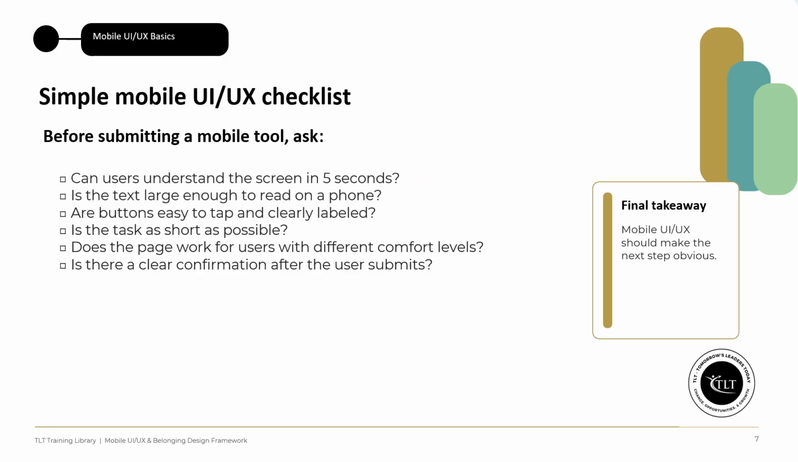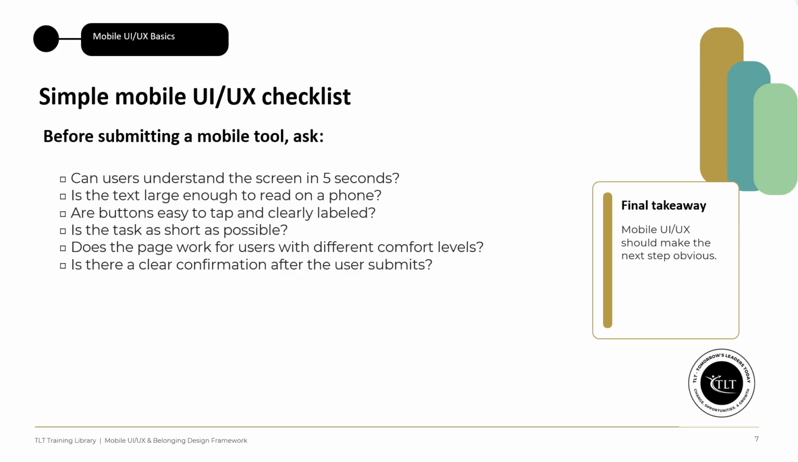Before submitting a mobile project, interns can use a simple checklist. First, ask, can the user understand the screen in a few seconds? The purpose of the page should be clear right away. Second, is the text large enough to read on a phone? Third, are the buttons easy to tap and clearly labeled? Fourth, is the task as short as possible? The tool should only ask for information that is actually needed. Fifth, does the page work for users with different technology comfort levels?